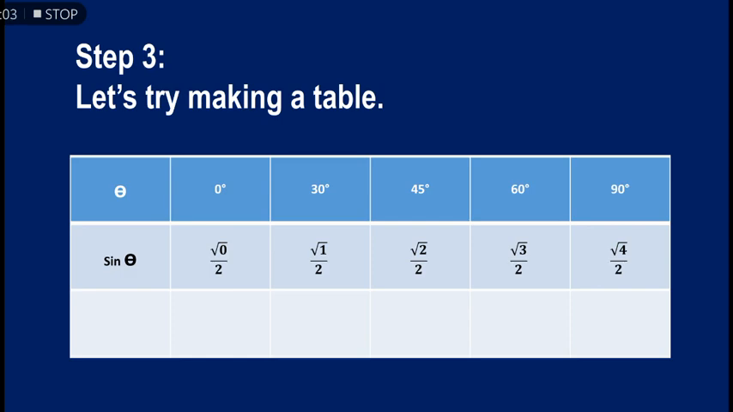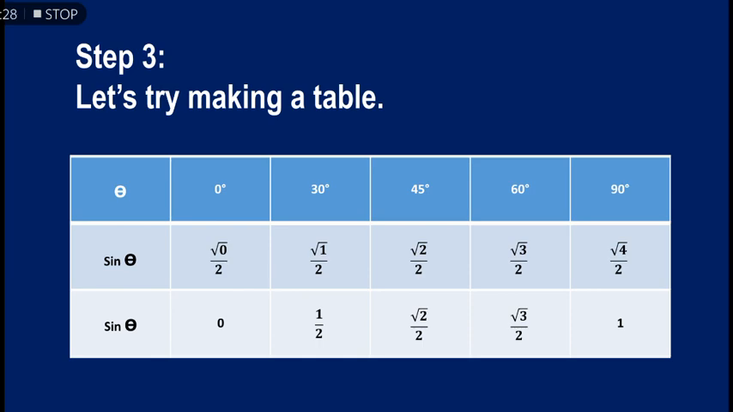That is, sine of 0 degree is half of square root of 0, sine of 30 degrees is half of square root of 1, sine of 45 degrees is half of square root of 2, sine of 60 degrees is half of square root of 3, and sine of 90 degrees is half of square root of 4. And then finally enlist the simplified values of sine of these angles in the last row.